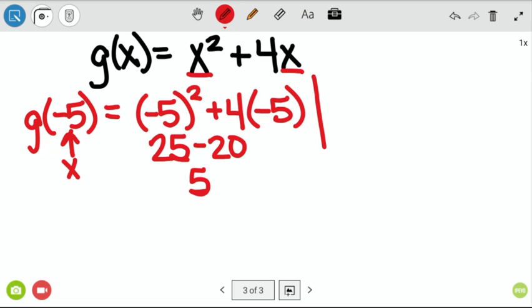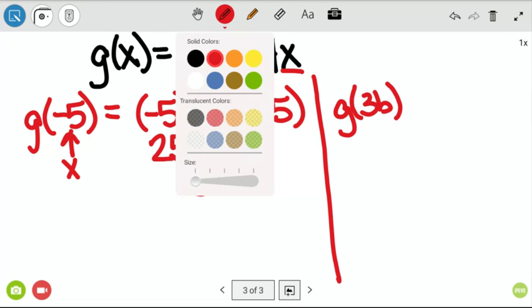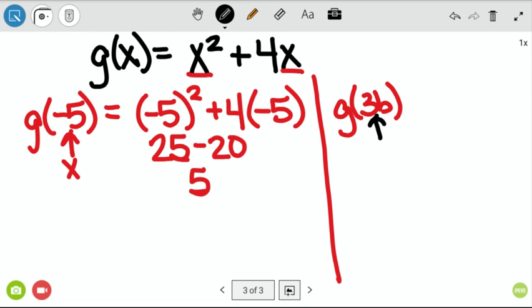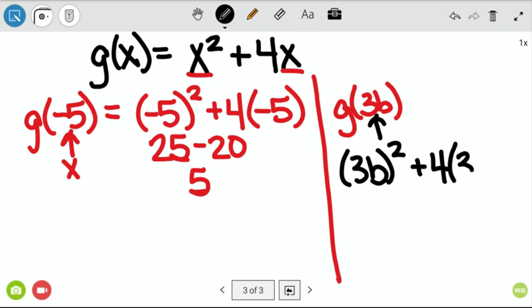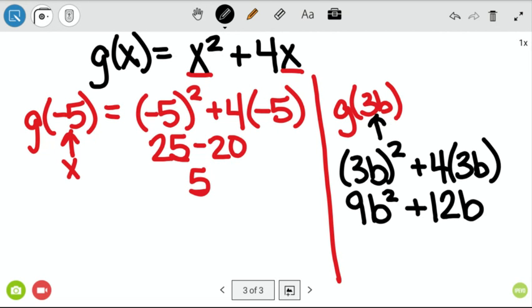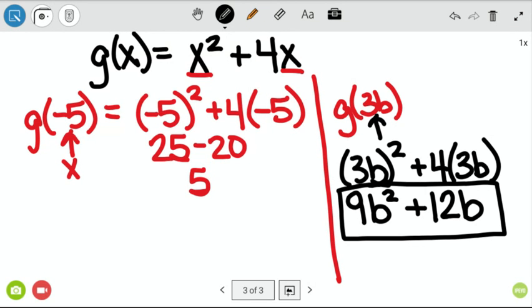And we can also plug in variables. g of 3b. So wherever I see an x, I'm going to put 3b in its spot. So (3b) squared plus 4 times 3b. So I have to square 3 times 3 is 9, b times b is b squared, plus 12b. Now, those are not like terms because they don't have the same exponents. Sometimes you have an expression as an answer, and that's also okay.